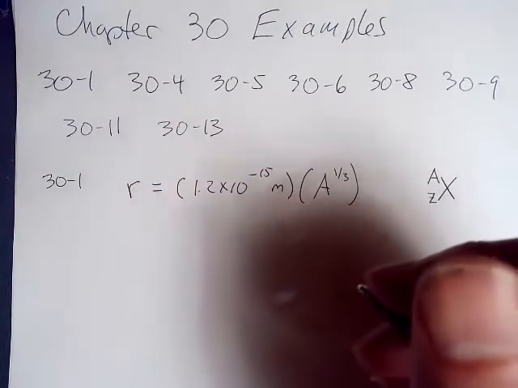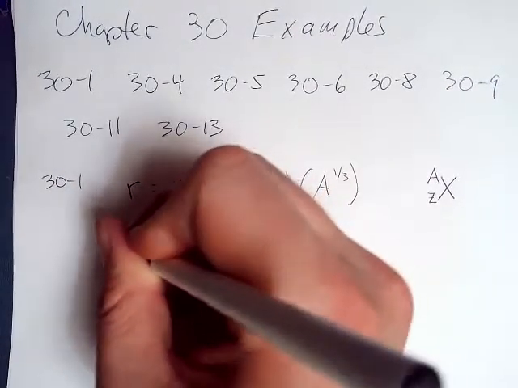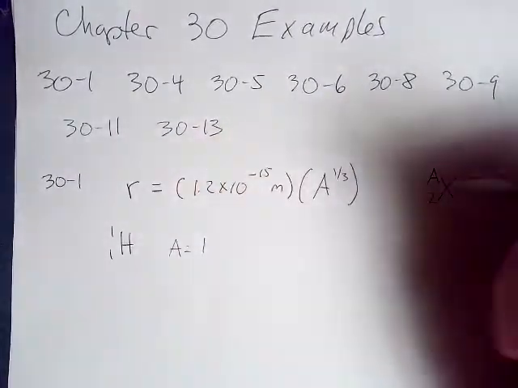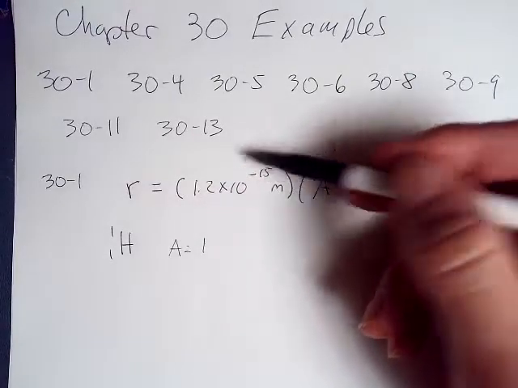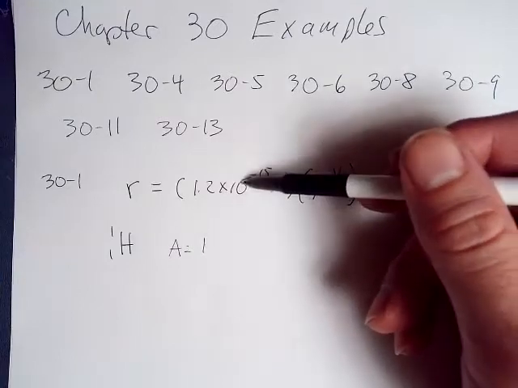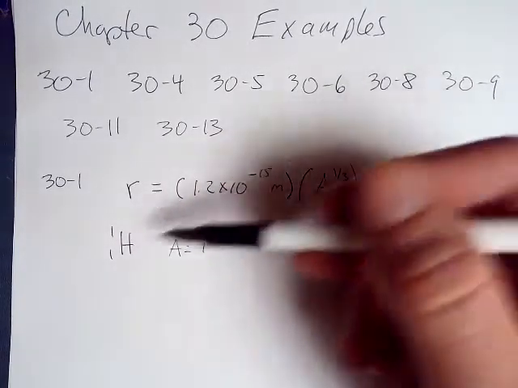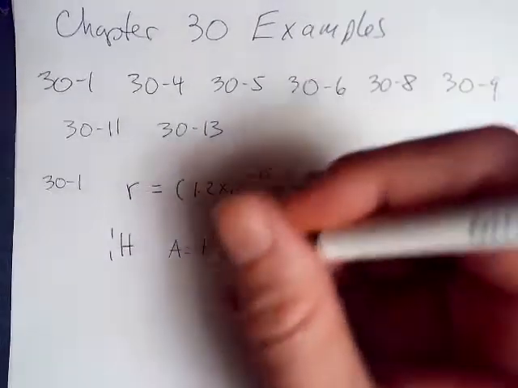Okay, so estimate the first one here. It's not really much of an estimate for H11. All you need to do is figure out what A equals. Well, that's 1. So for hydrogen, it's just 1.2 times 10 to the negative 15th meters, which is the size of a proton, which that's what H1 is. Remember, we're talking nucleus, not the atom itself with the electrons and everything.